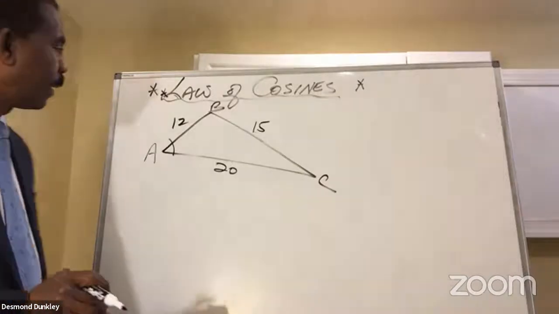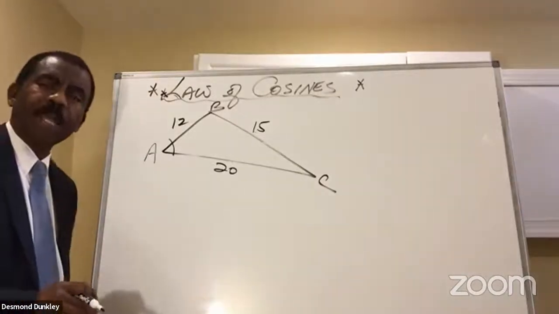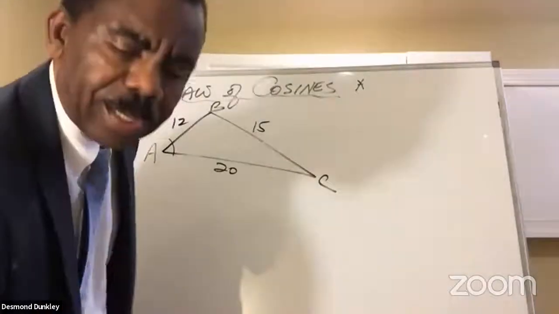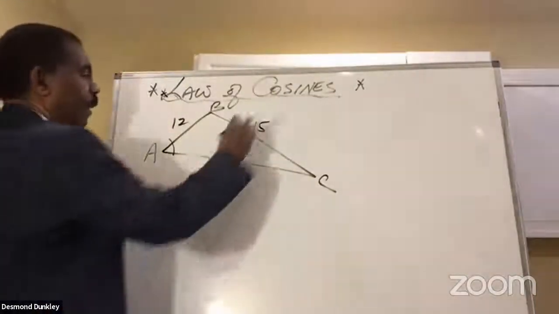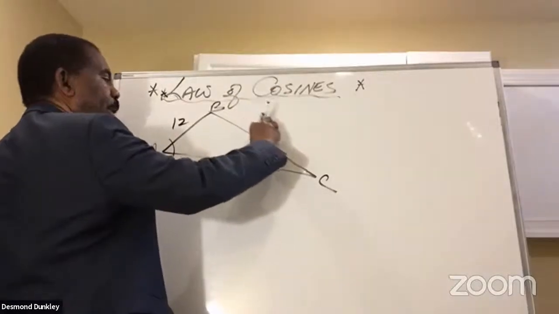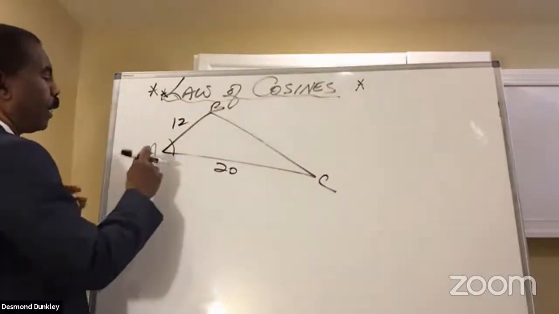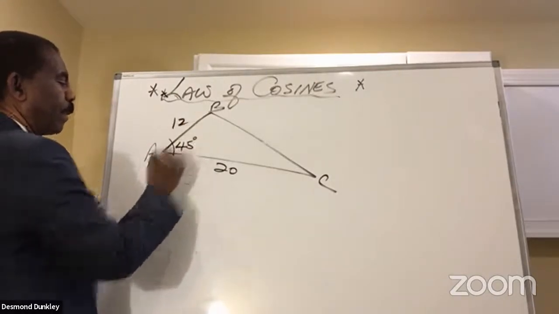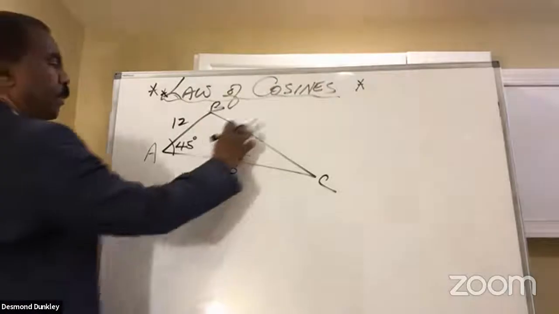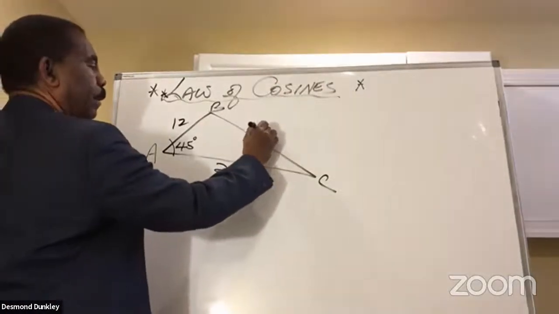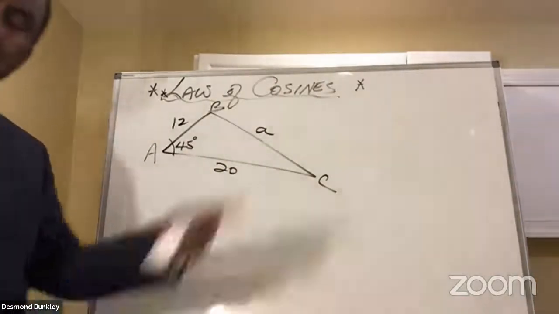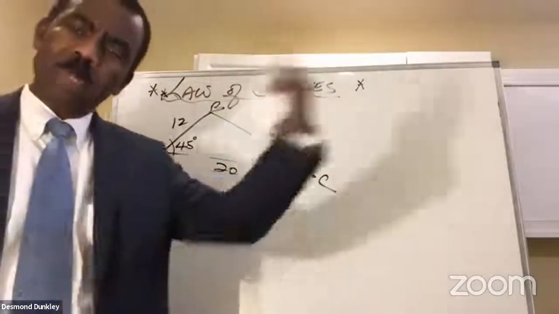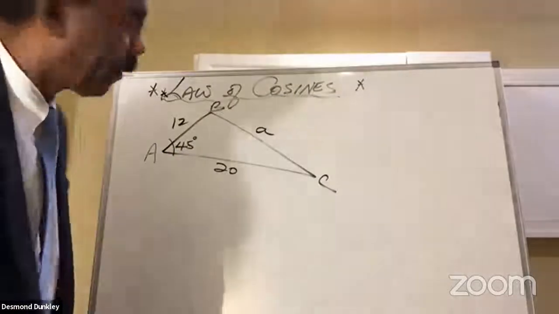Well, let's do the easier one first. Let's say we did not know this side, and this angle was, say, 45 degrees. And they ask you, what is little a? Let's do that first, because this is easier than finding the angle. So we'll find this first, and then we transition over to finding the angle.